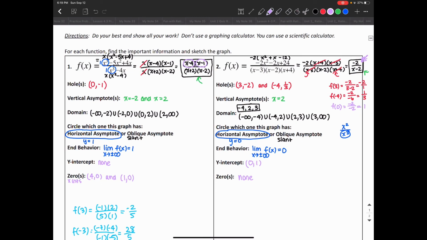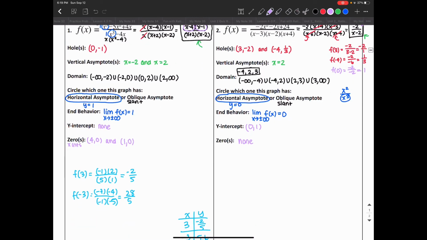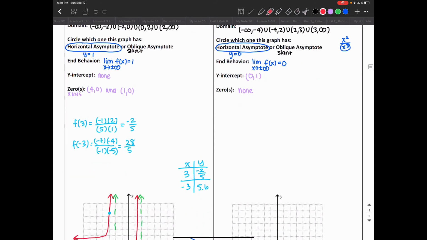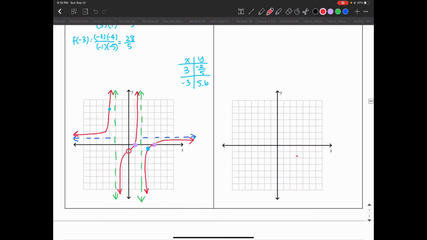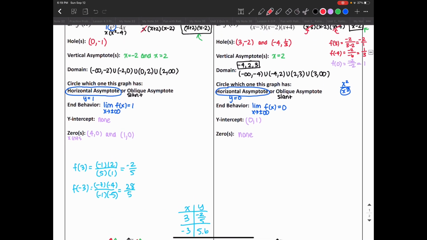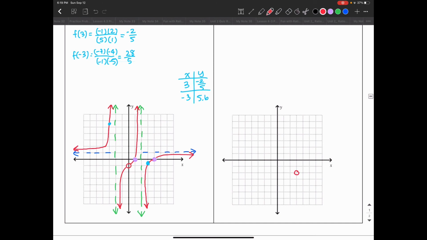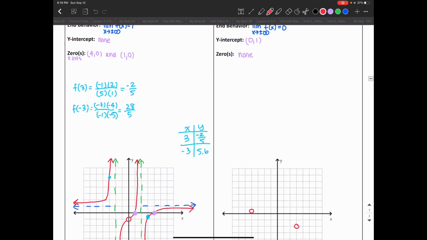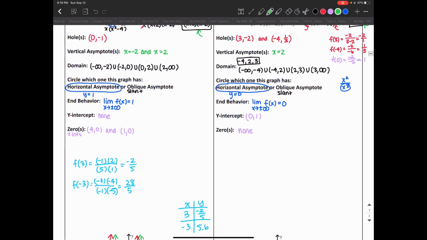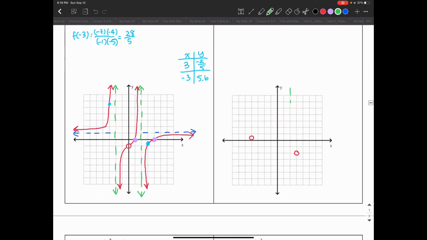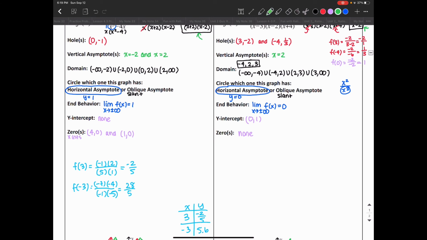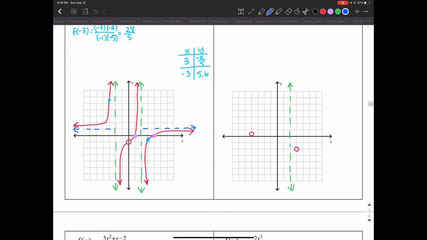And then I'm going to plot this important information. So I have holes at 3, -2. So 3, -2 right here. So I put an open circle. I have a hole at -4, 1/3, like right here. And then I have a vertical asymptote at x is equal to 2. Then I have a horizontal asymptote at y is equal to 0.